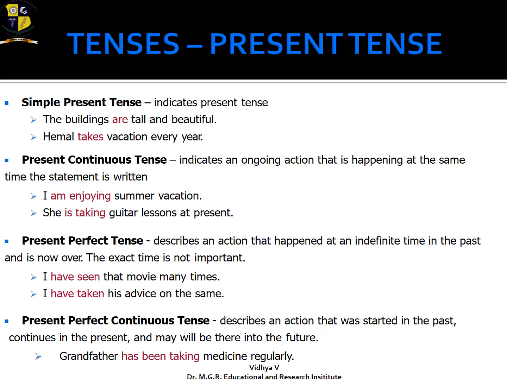And the last one is present perfect continuous. This describes an action that was started in the past, continues in the present and may be there in the future as well. So grandfather has been taking medicine regularly. Grandfather took medicines yesterday, is taking medicines today and might be taking medicines tomorrow as well. So this comes under present perfect continuous.